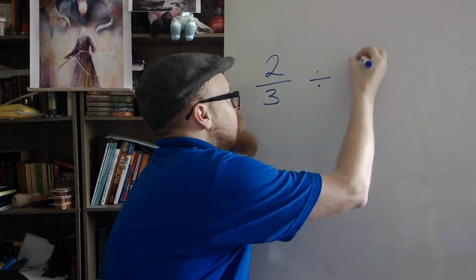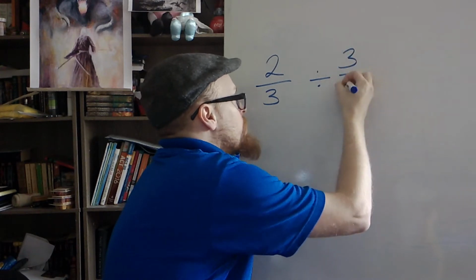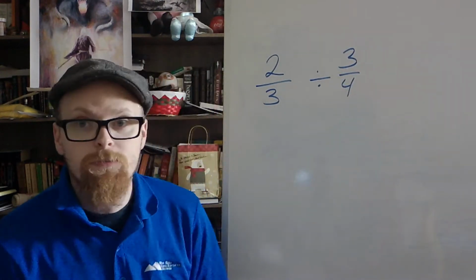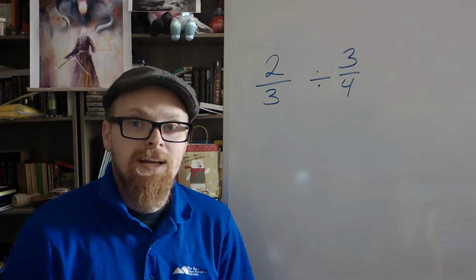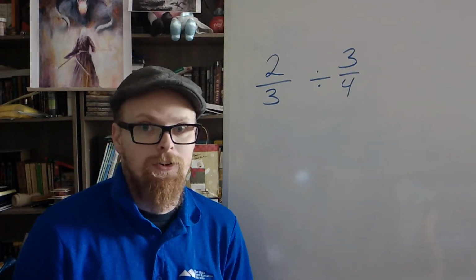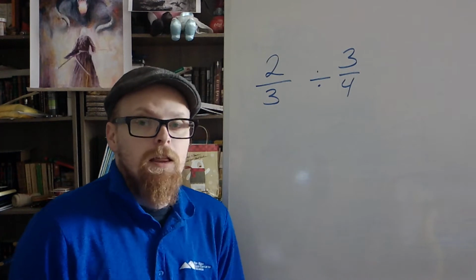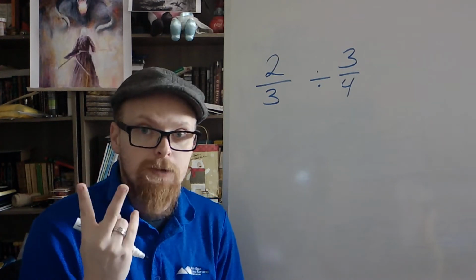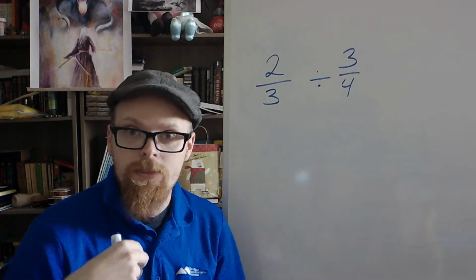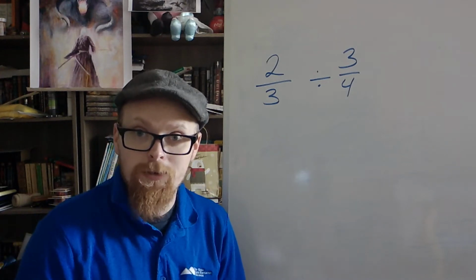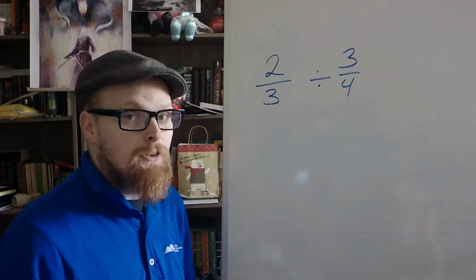Divided by, let's say, 3 over 4. And again, notice my denominators. I have a 3, I have a 4. They're different. When we're dividing, we do not care. There are 2 different ways to do division. I'm going to show you the way I like to do it, then I'm going to show you the other way I've been shown how to do it. So the way I like to do it is this.